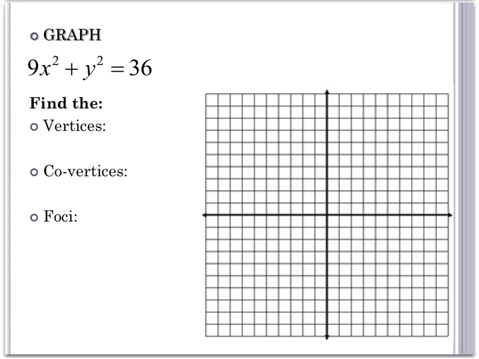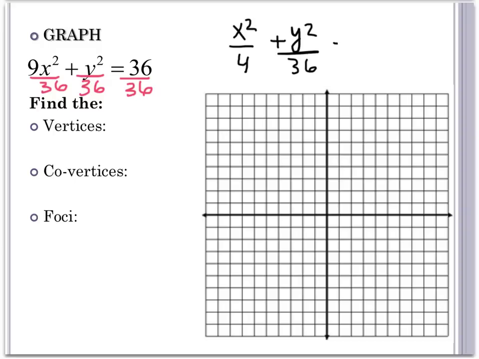In order to graph this, we first need to divide through by 36 to put it in standard form. So I'm going to get x squared over 4 plus y squared over 36 is equal to 1. From this equation, we can tell we are centered at the origin 0, 0. Our major axis is going to be the y-axis because this denominator is the biggest, so this is our A term, and our B squared term is going to be 4.